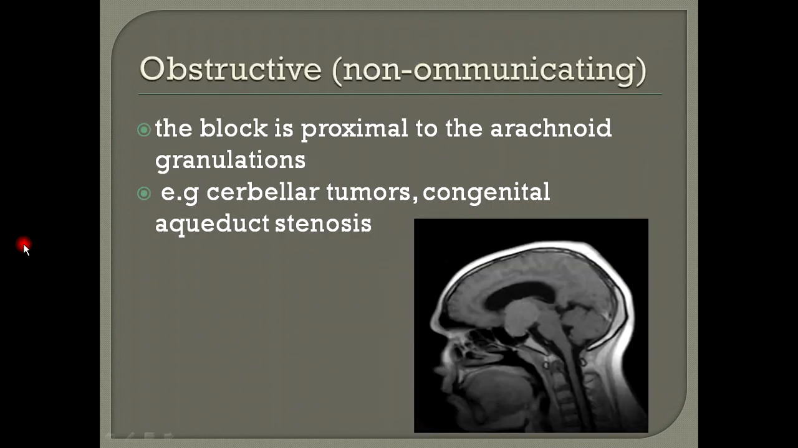So we have two types of hydrocephalus. We have either the obstructive or non-communicating, which means the block is proximal to the arachnoid granulations, so the CSF is not reaching the subarachnoid space and is not reabsorbed. For example, we have cerebellar tumors and congenital aqueduct stenosis. These are examples of obstructive or non-communicating hydrocephalus.